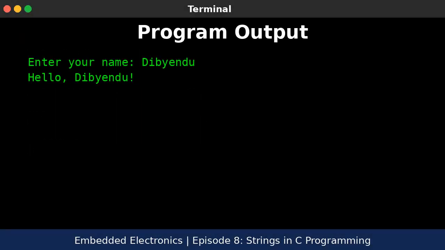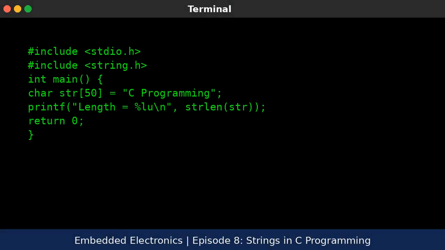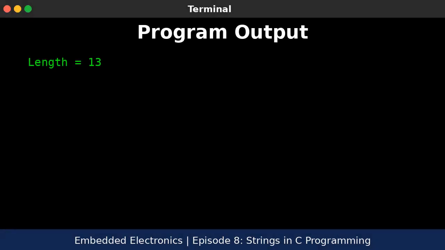The output of example 1, input and print a string, is as follows. Enter your name: Dibindu. Hello, Dibindu. This program uses strlen from string.h to calculate the length of the string and prints a result. The output of example 2, find length of a string, is as follows. Length equals 13.